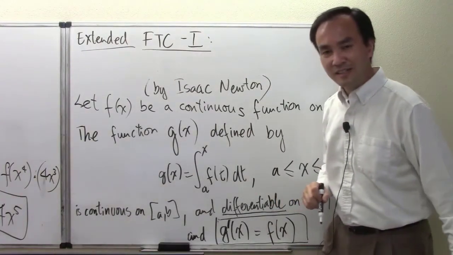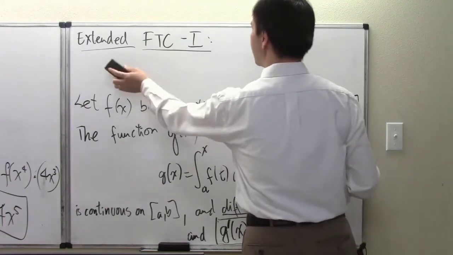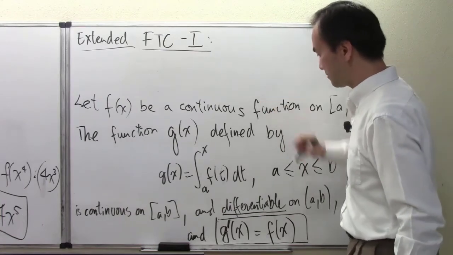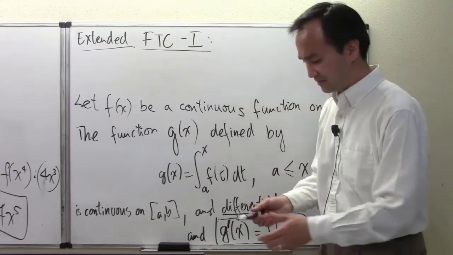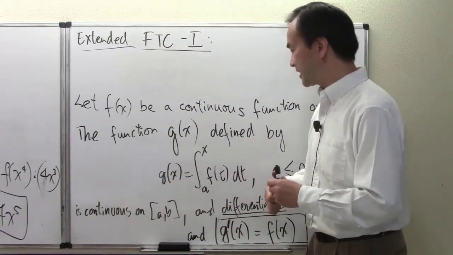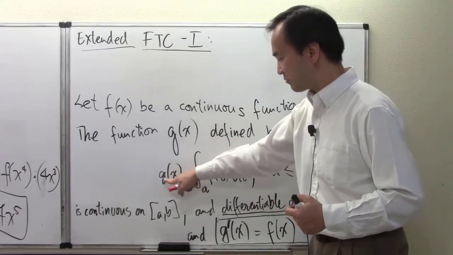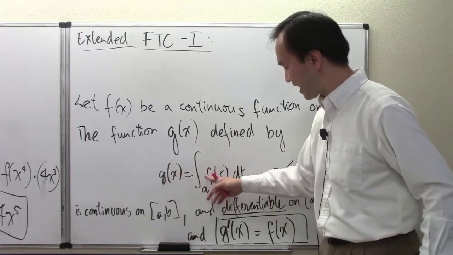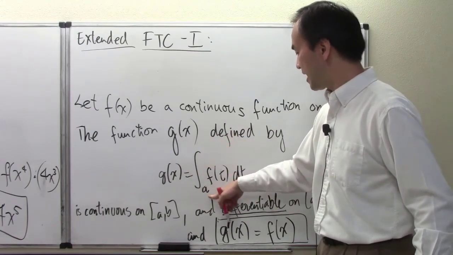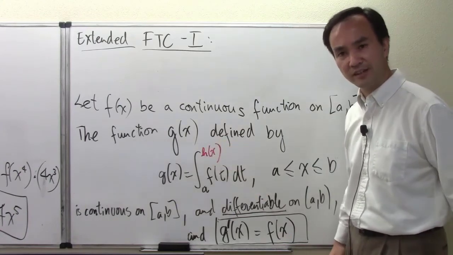Of course we know it was proven and brought together by Isaac Newton. The main thing that's different in the extended version is that instead of g of x being a function that came out as accumulation from a to x, I'm looking at accumulation from some a to h of x. That's the part where I'm writing in red ink right there.